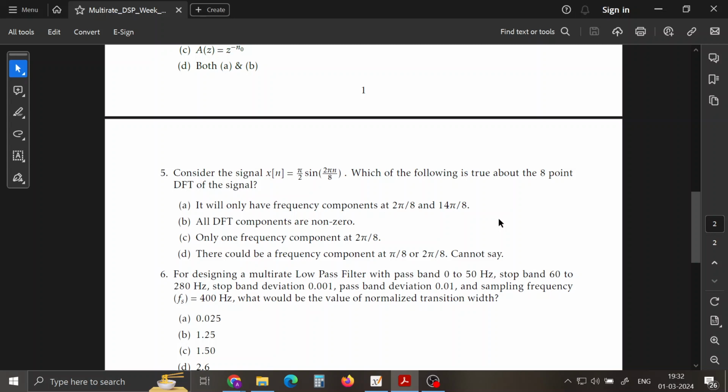So how do we do this? One naive approach could be, we are given an input signal x of n, and we are asked what is true regarding its 8-point DFT. So we are familiar with the formula for 8-point DFT. In multirate, we have seen DFT as a filter bank, but in general there is an explicit formula. So we can use that formula and find the DFT coefficients, which is denoted by capital X of k. Remember, k running from 0 to capital N minus 1. Here capital N is 8 because there is 8-point DFT.